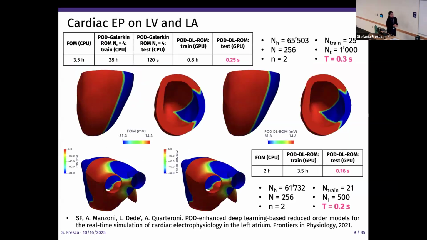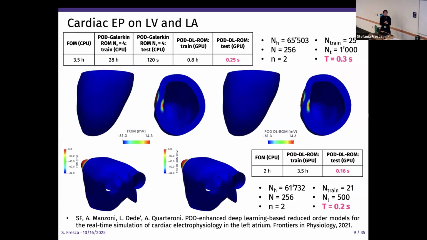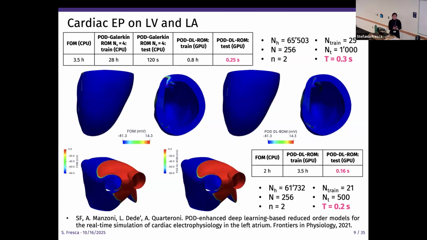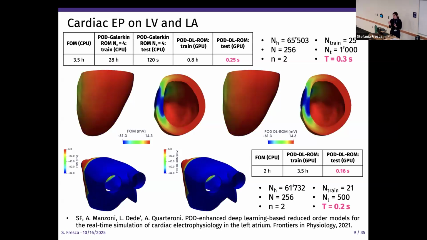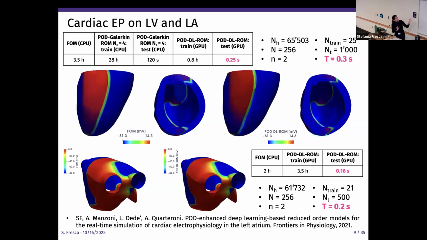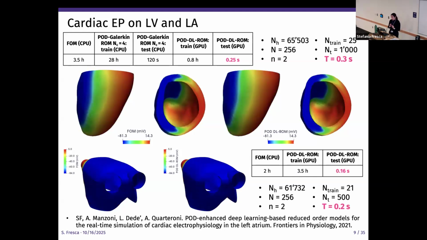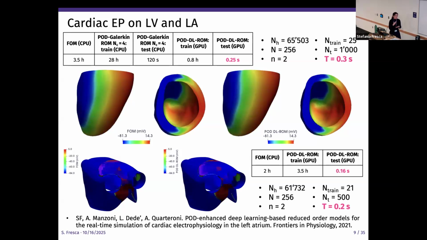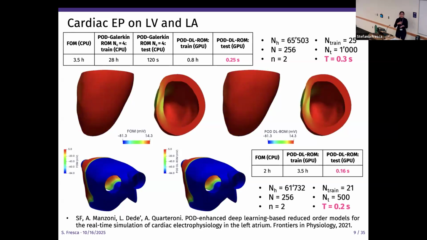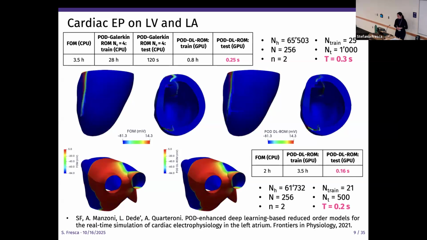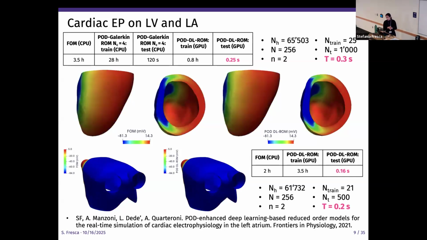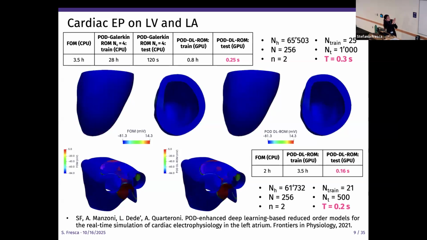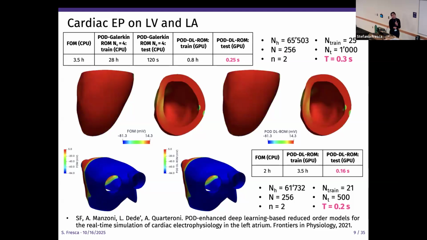We have applied this architecture on a very broad range of examples. For example, cardiac electrophysiology, the modeling of the electrical activity of the heart. Here I reported a realistic geometry of left ventricle and left atrium, and the parameter is the conductivity in the fibers direction. That is, the capability of the tissue in propagating the electrical signal through the myocardium. Again, by using POD DL-ROM, we are able to drastically decrease the training time and to provide a real-time solution at testing time.